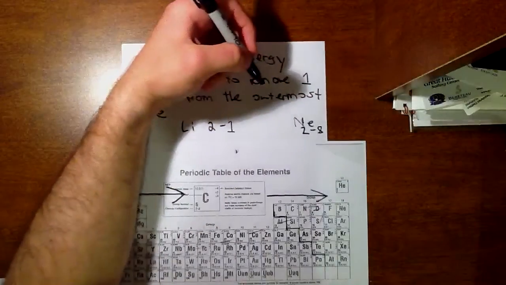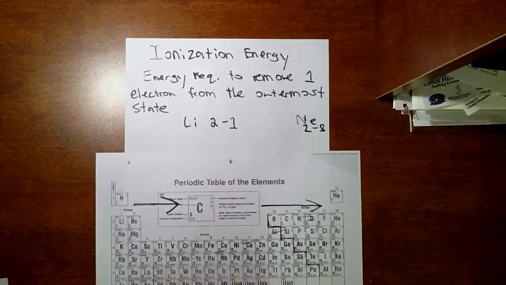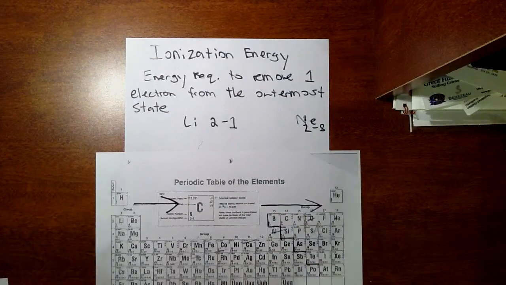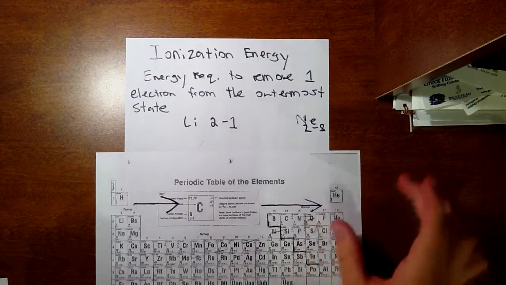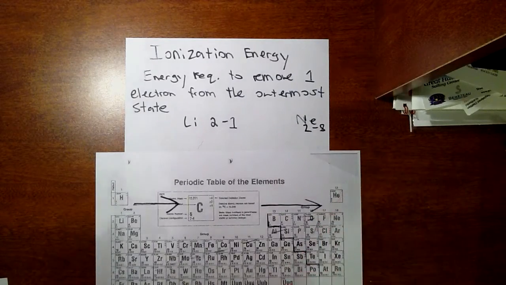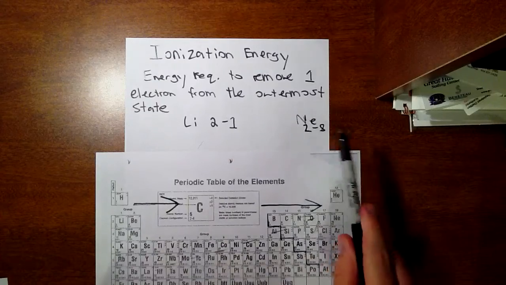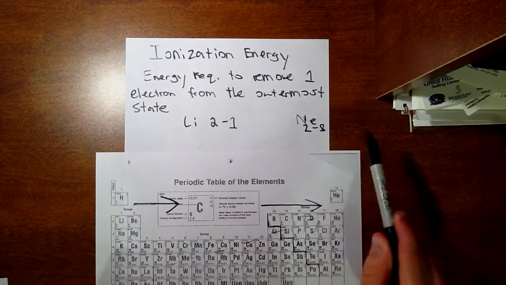When you take the element neon, which has a configuration of 2,8, and if I said neon before for lithium, excuse me, I meant helium. Neon has 8 more electrons since it's in the same period. It's also a noble gas. If you know noble gases are stable, you will understand this concept easily, because it's not going to want to lose that one electron. So you're going to need to put in a lot of energy to remove that one electron.